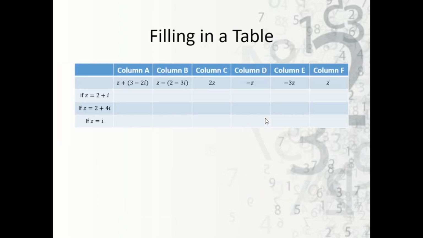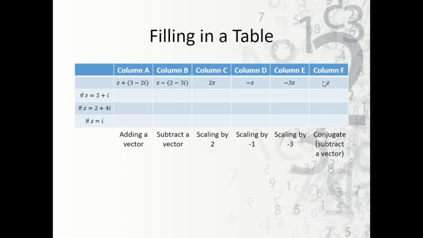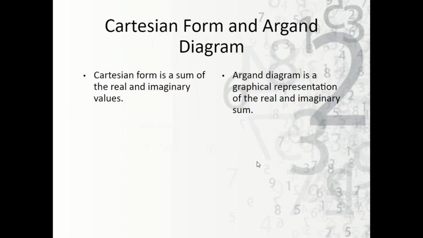Now, here's what your assignment's actually going to look like today. We're going to fill in this table. We're given 3 different z's and we're asked to perform these different transformations on them. In this one, we're going to add a vector, add something to it. In this one, we're going to subtract. We're going to multiply by 2, multiply by -1, and multiply by -3. And we're going to take the conjugate. This is z bar here. So we're going to find the conjugate of each one.